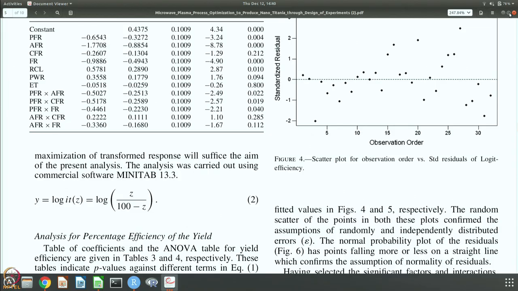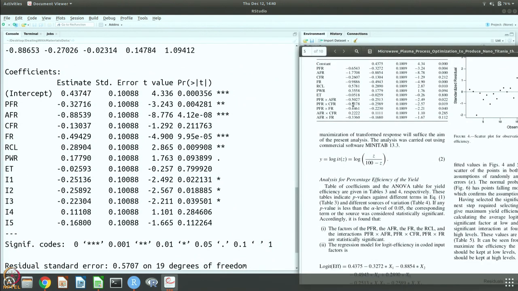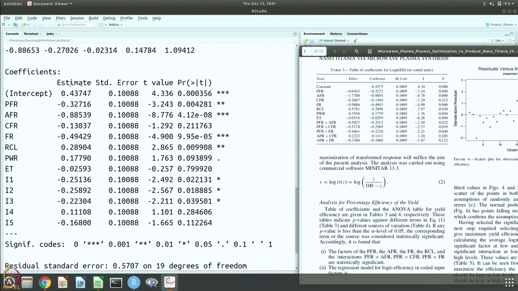So, here is what is there in the paper. And you can see that this 4375 is this, and 3272 is here, and 8854 is here, and so on. Basically this column corresponds to the estimate of the parameter, and this is the standard error. So, it is 10088, which is 1009 up to 4 decimal places, and if you take it up to the second decimal place, the t values are given as 4.336, minus 3.24, 8.78 etcetera, and these are the p values.